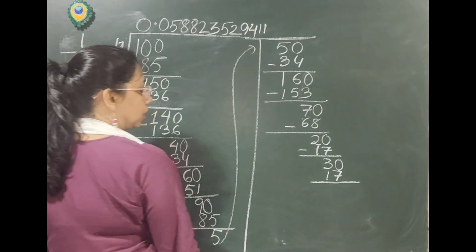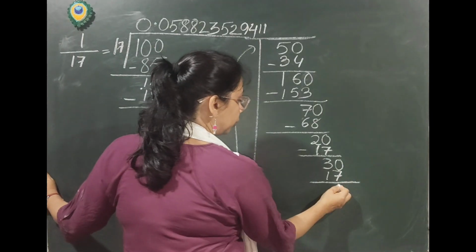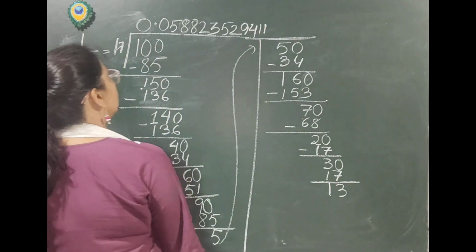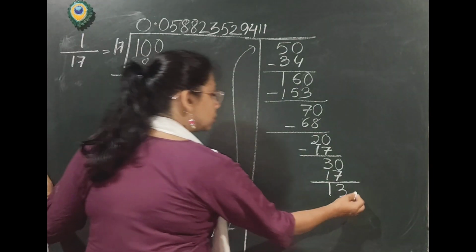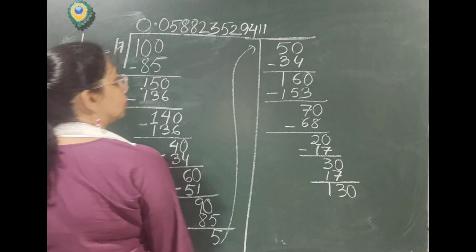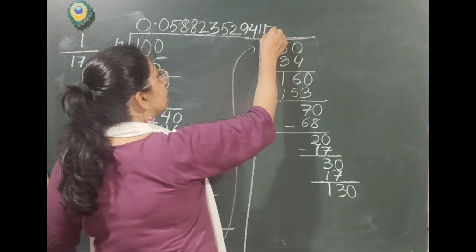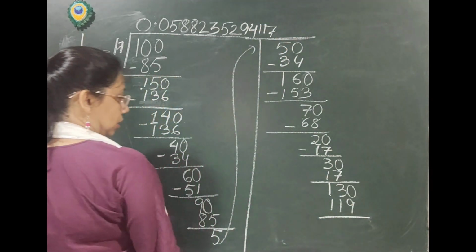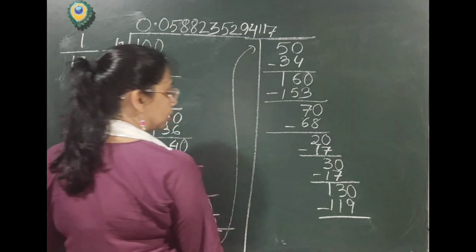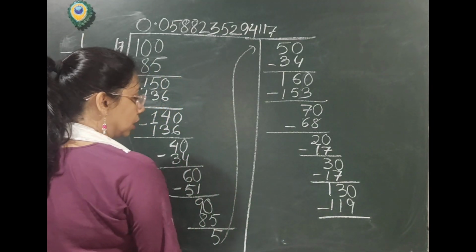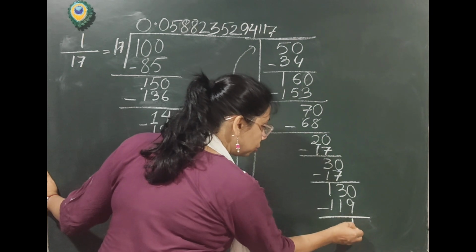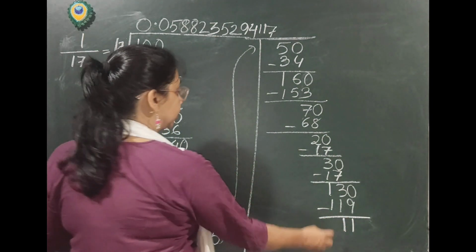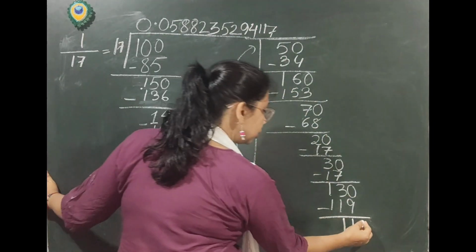So if we subtract now, we get 3 and then 1. 13. 13 is less than 17. So let us take a 0. 130. 17 7s are 119. If we subtract 119 from 130, so we will get this side 1 and also this side 1. 11 is the remainder. Let us take one more 0.